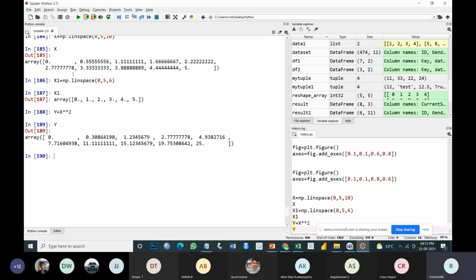y equal to x square. 5 squared is 25. Then 0.5 times 0.5 is 0.25. That is y equal to x square. We can square the value, we can square x squared.